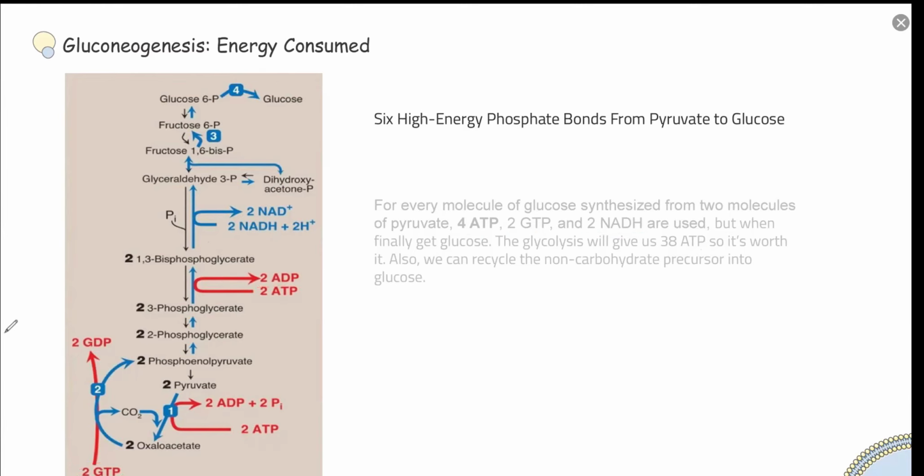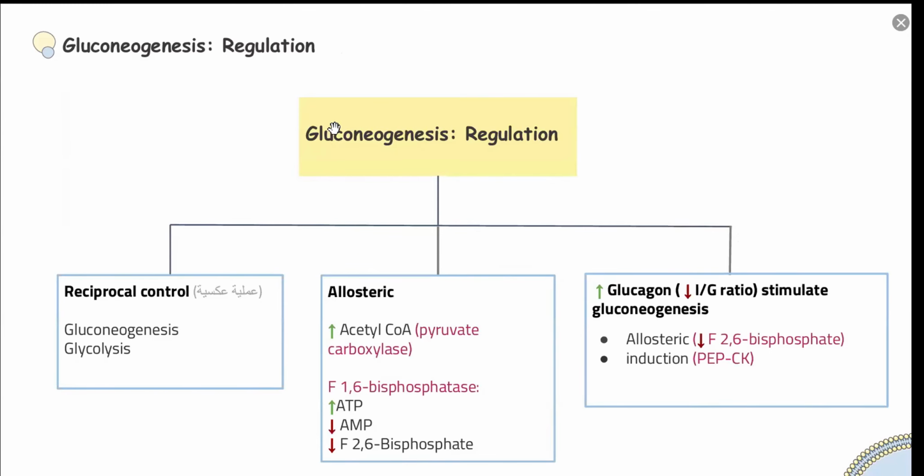Then the next thing is the regulation of gluconeogenesis. The regulation can take place at three different levels: reciprocal control, allosteric control, and hormonal control. In reciprocal control, gluconeogenesis and glycolysis are two opposing pathways. If gluconeogenesis is taking place, then glycolysis will be stopped, and if glycolysis is stopped, then gluconeogenesis will continue. These two opposing pathways are usually controlled by hormones.